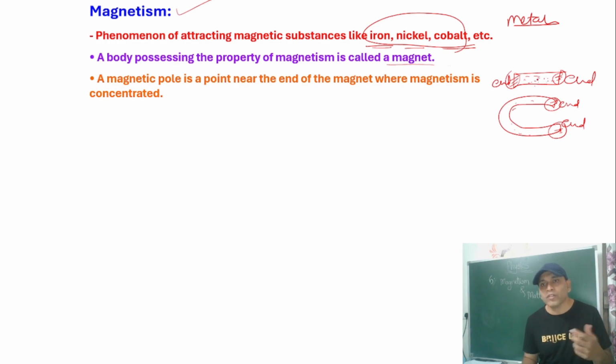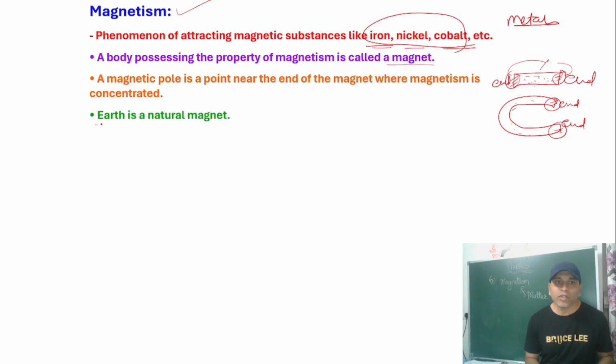Any material that comes close to the body of that magnet will obviously try to stick to these ends. They will be transferred to these ends, so they will stick at the ends only. That's why it is saying the magnetic pole is the point near the end of the magnet where magnetism is concentrated. Next, the earth is a natural magnet.